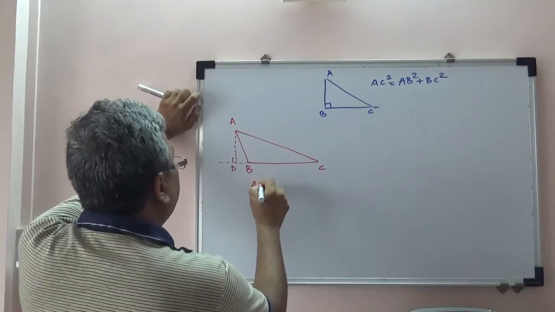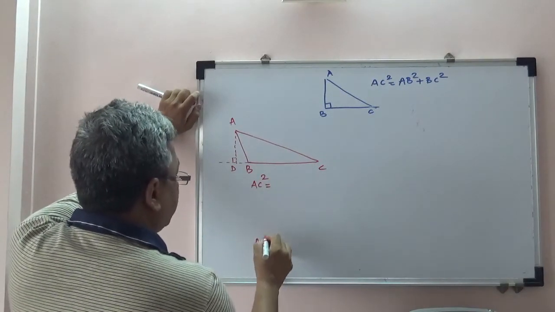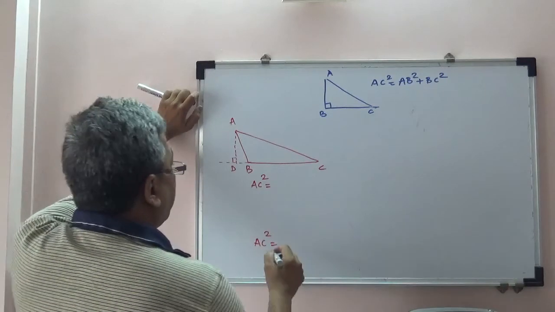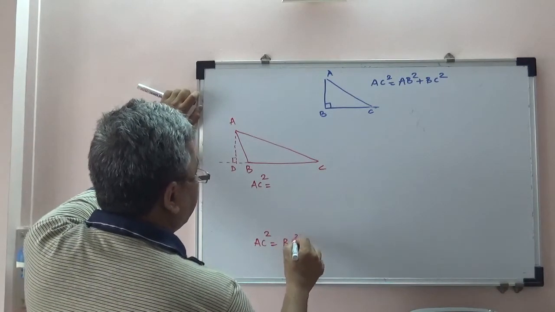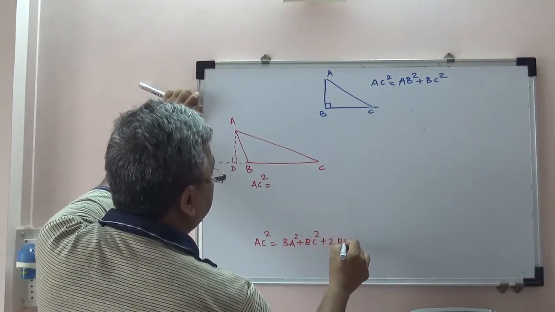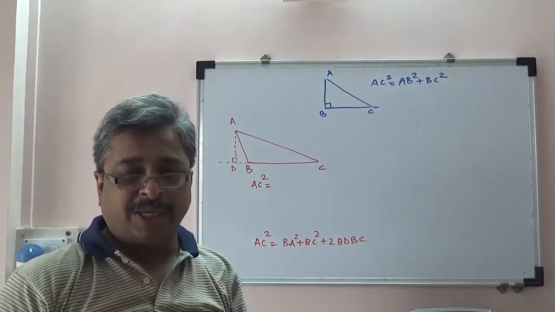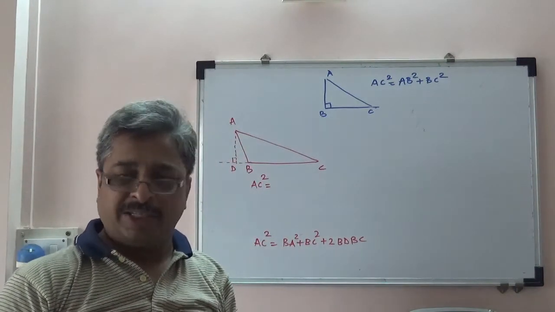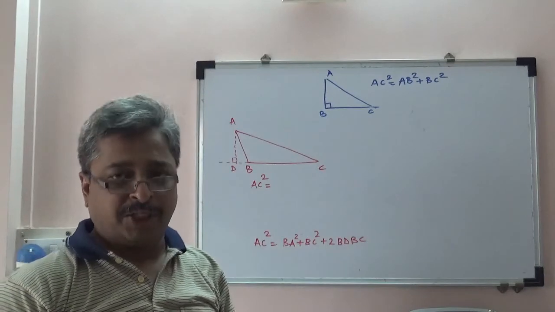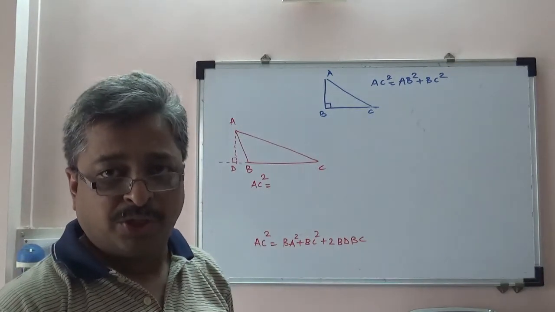So we want to find out AC square, and the final expression is going to be AC square is equal to BA square plus BC square plus twice BD BC. Pause this video, try to get this answer independently. It is very easy. You do it yourself and check your answer with our answer after you resume.